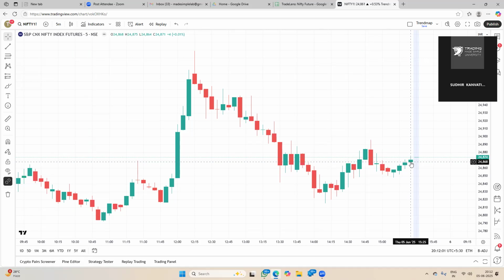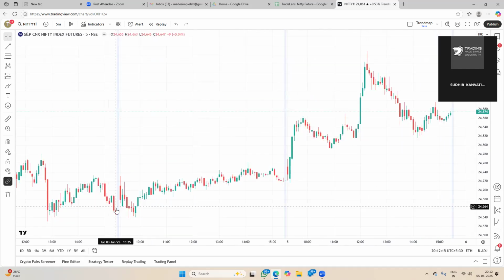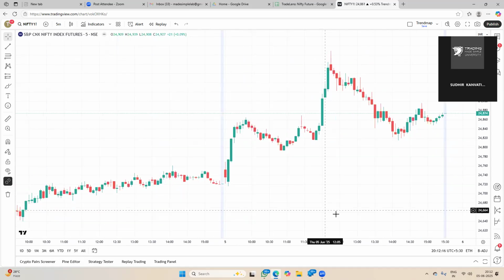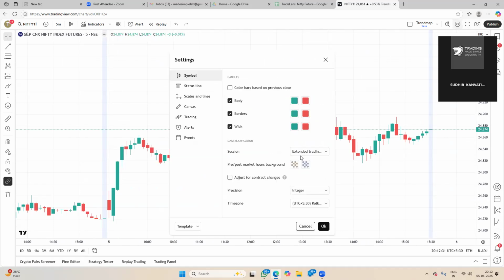So the last traded price here is 24,871. However, the closing price is 24,874, right? This little difference actually is everywhere. Now, this difference, although apparently minute, affects the trading strategy or the logic that is coded into the Pine code. So we need to be very careful that we are using the extended trading hours. This is a very basic thing, okay?